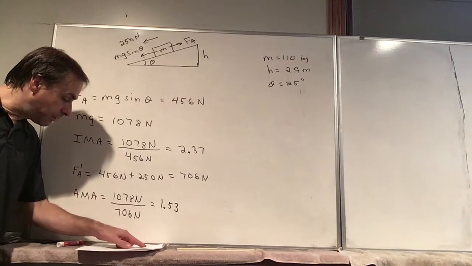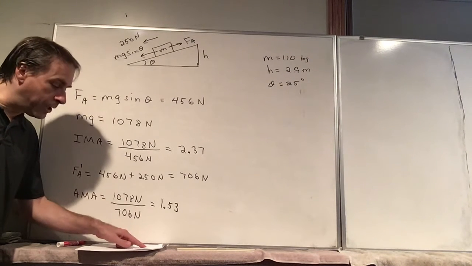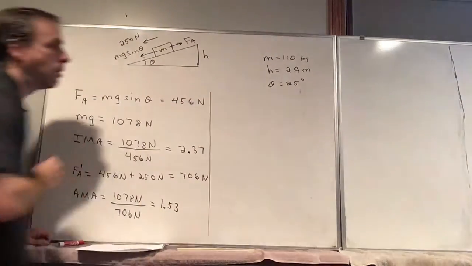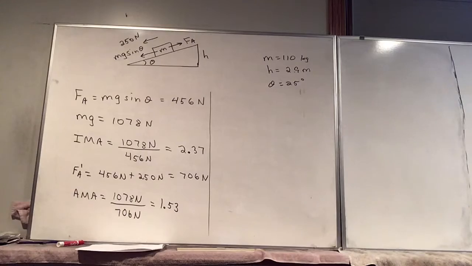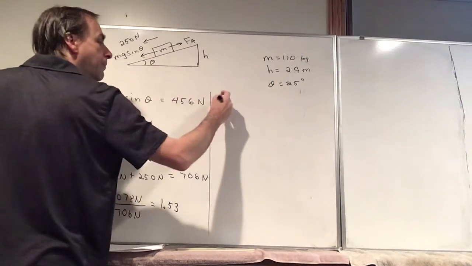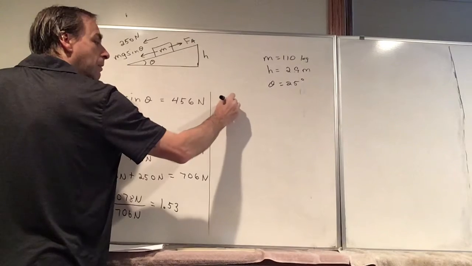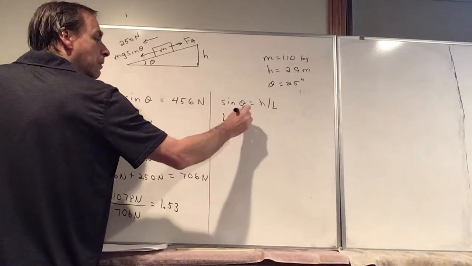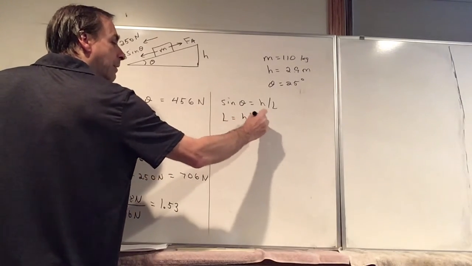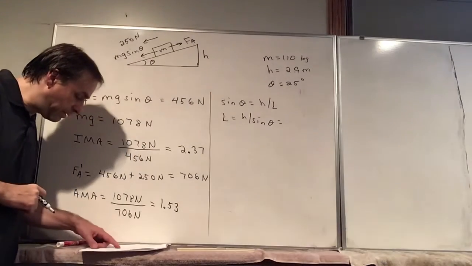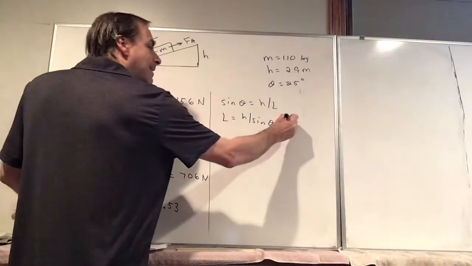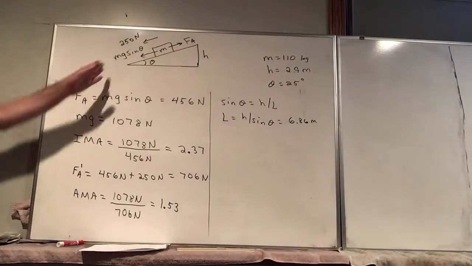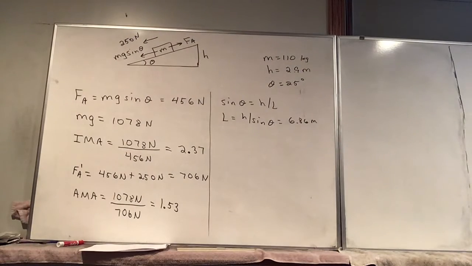Let's see, what else was there? How much work is required to raise the mass in the ideal case? Okay, so work, different ways we could calculate this. Let's find the length of the incline. So that's a distance. So let's see, sine of theta is h over L. So L would be h over sine of theta. If I have that number here, 6.86 meters. So that's the length of the incline we get from the triangle.